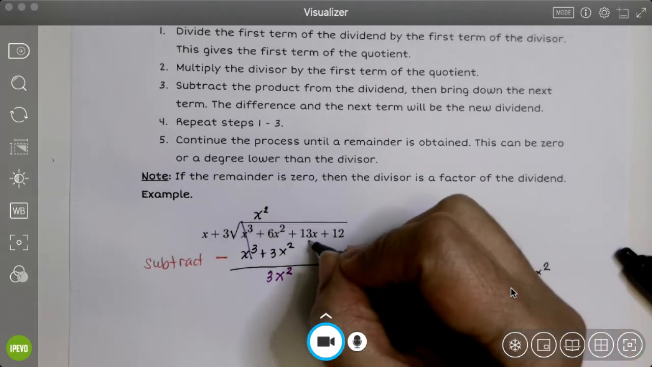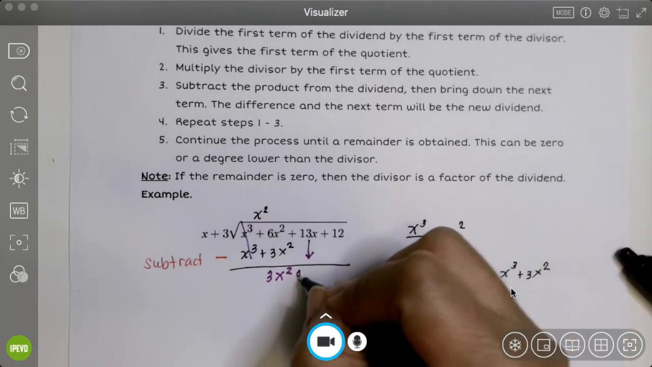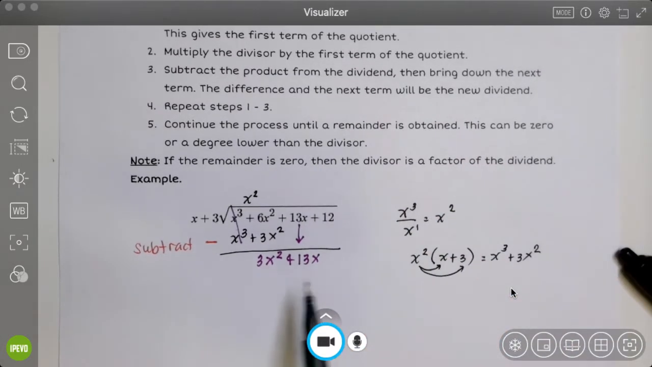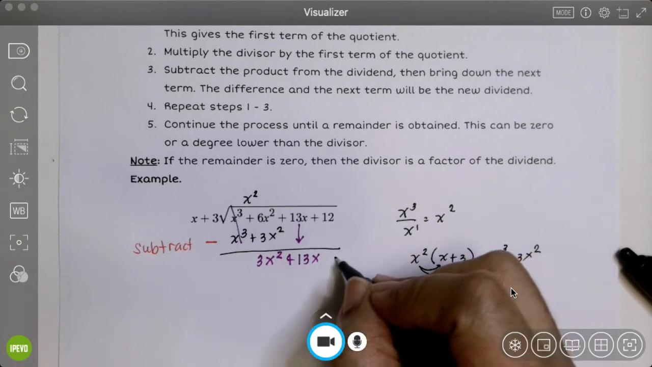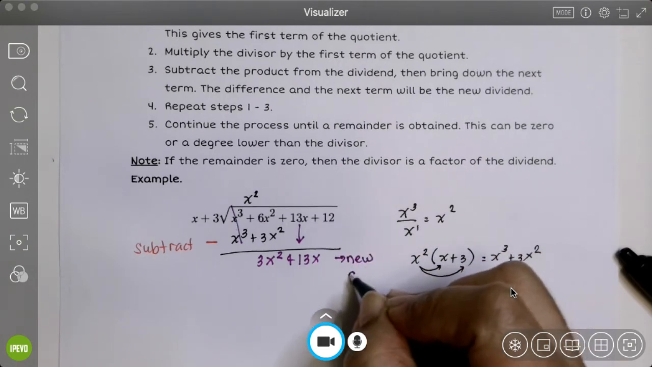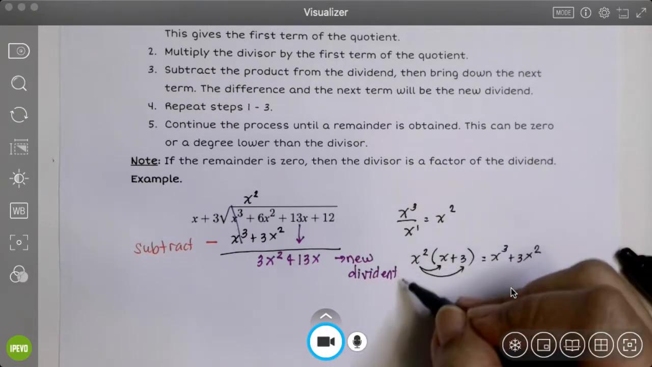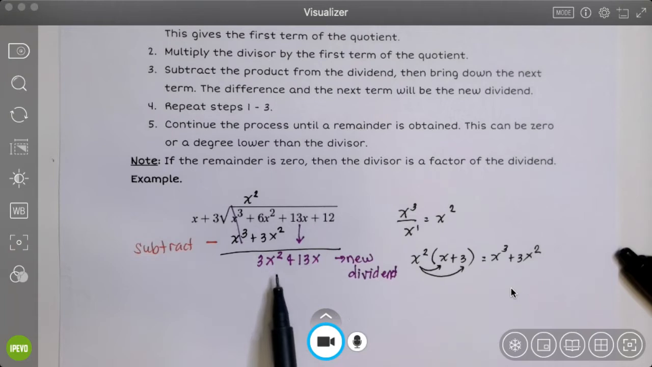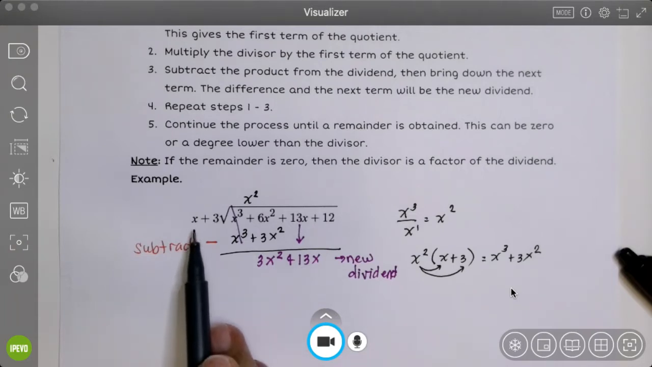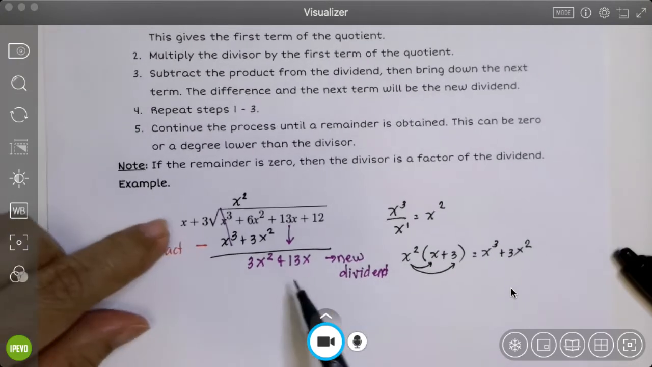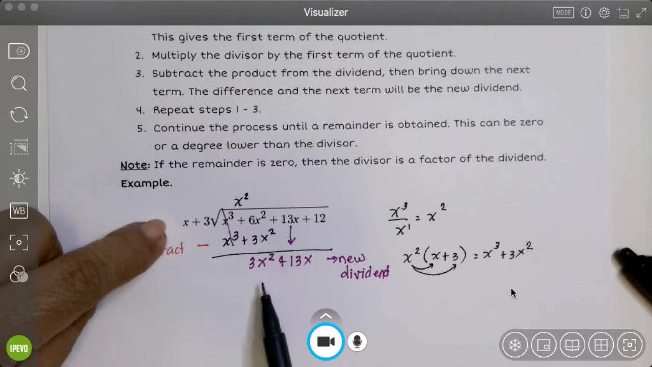And then we need to bring down the next term. So we bring down the plus 13x. Now, we call this the new dividend. Since the exponent of the new dividend is still greater than the exponent of the first term of the divisor, then we can continue dividing. So we go back to the previous step. We divide the first term of the dividend by the first term of the divisor.